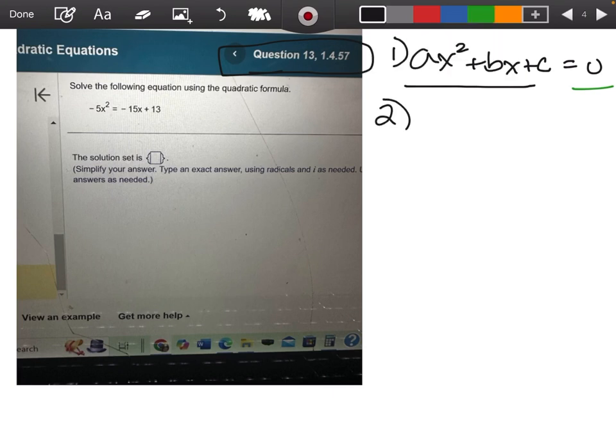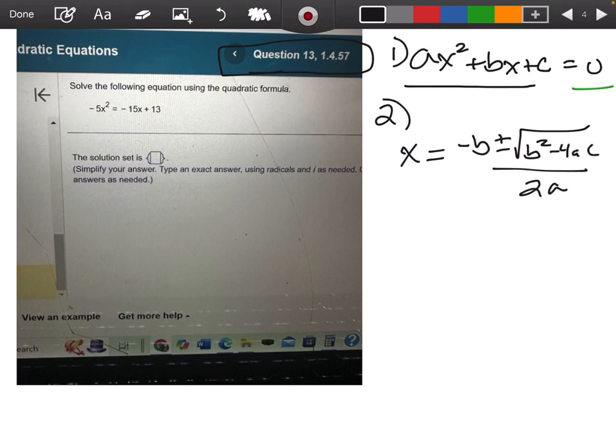Number two, once we do that, we'll go ahead and use the quadratic formula, right? And so I'm going to write it down for you guys right here. That'll be step number 2. The first thing I notice when I look at this problem is that it does not look like it's in this form, because we need to get all the terms on one side, 0 on the other.